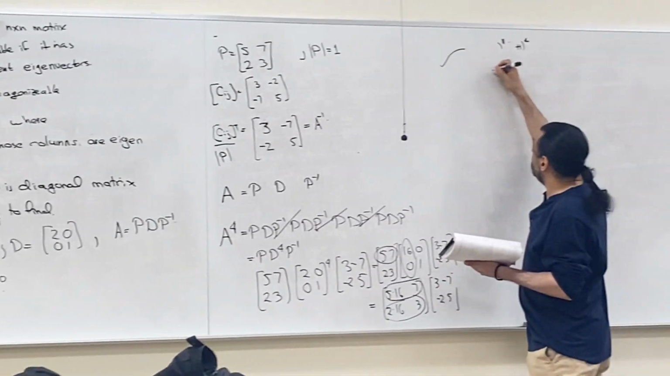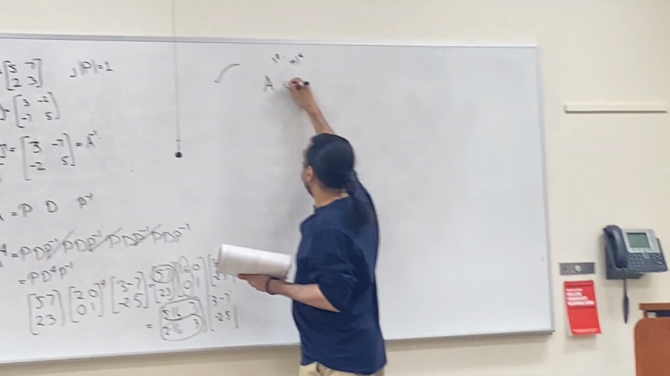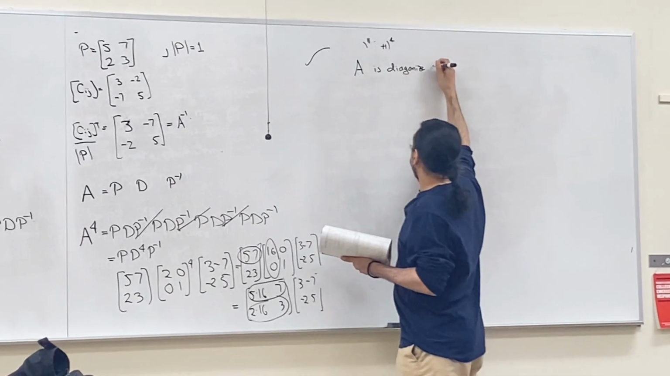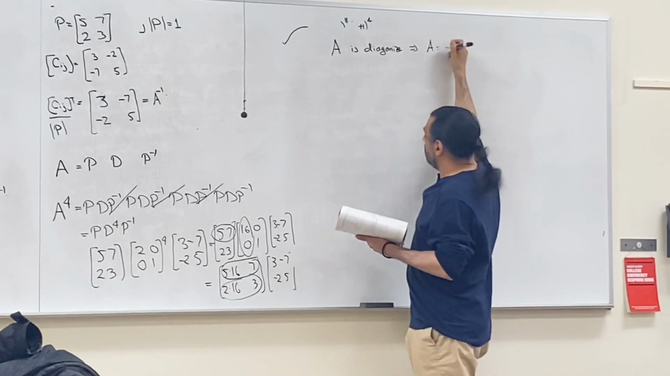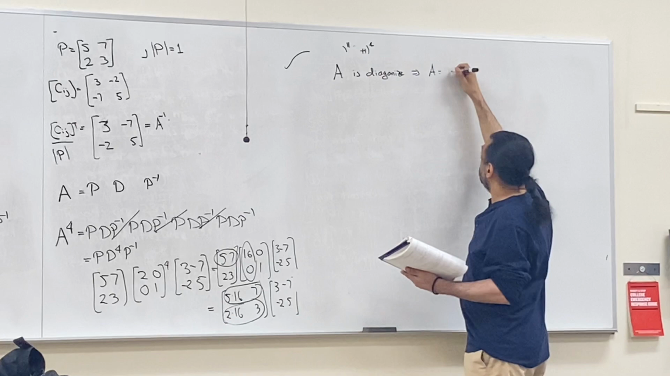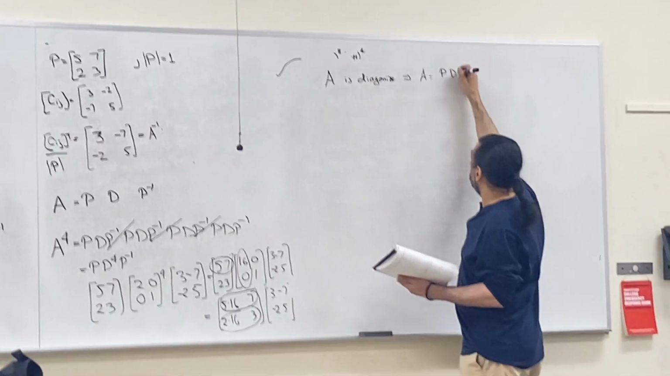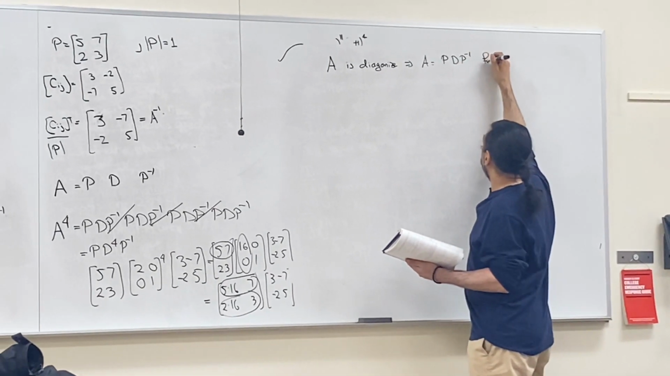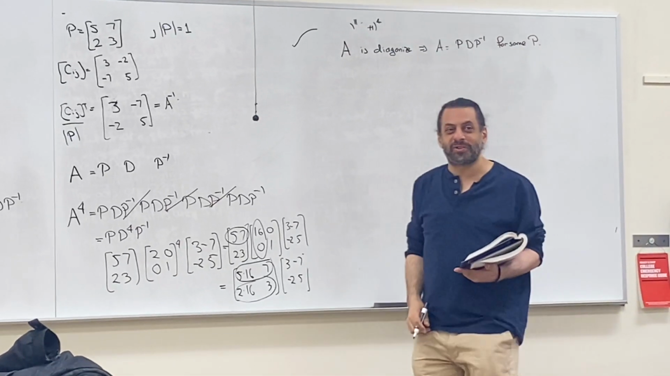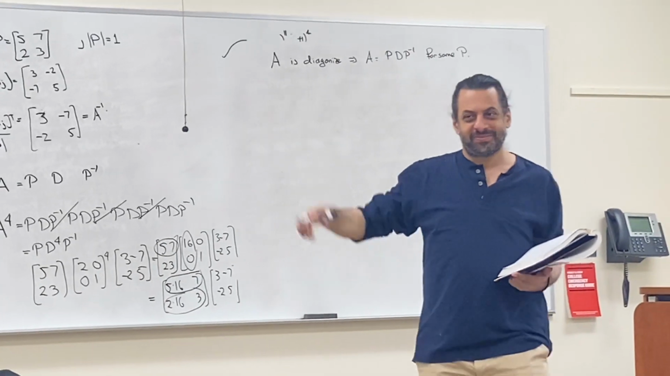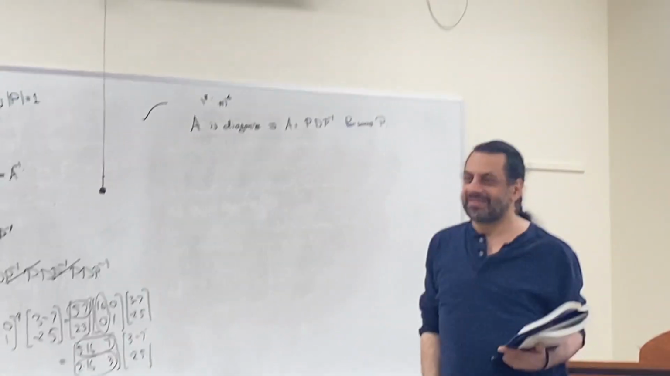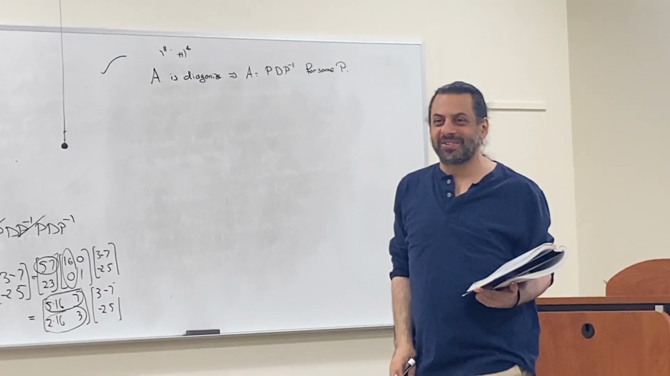If A is diagonalizable, then A is equal to P D P inverse for some... We're assuming A is an n by n matrix. Who thinks it's true? We have one true, two truths. I can't tell. Who thinks it's false?